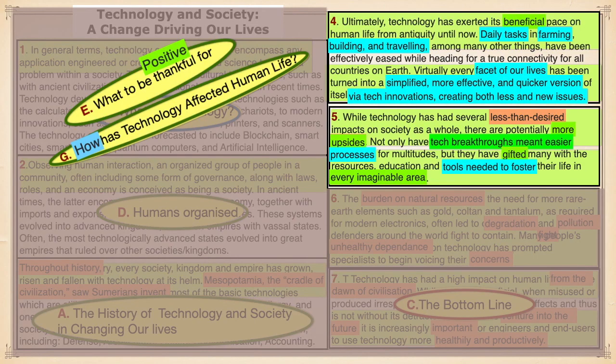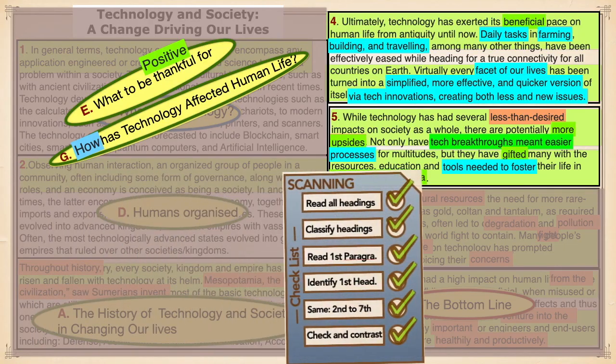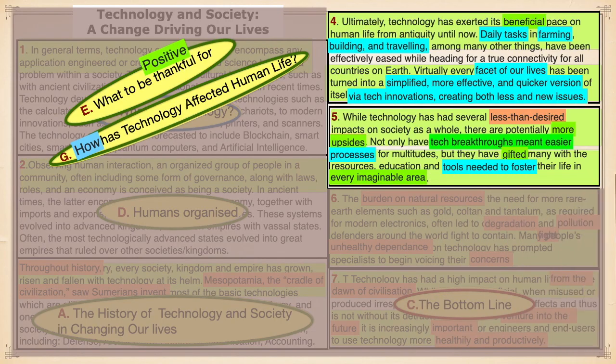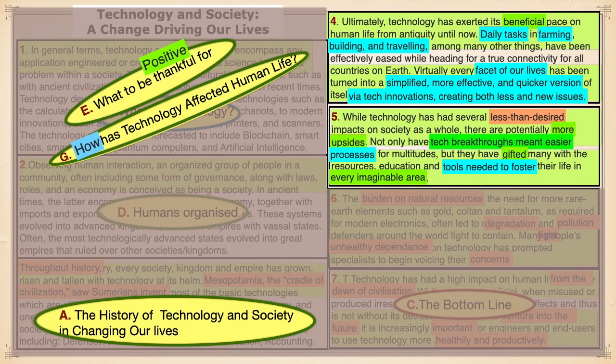Let's see, we have heading E talking about positive impacts and heading G talking about ways in which technology affected human life. We can check to see if the headings indicate some kind of order in the process of writing and structuring of the article. Let's have a look now at the previous and following headings for paragraphs 3 and 6. We've chosen heading A for the previous paragraph, number 3, which talks about history, and heading B, which talks about negative impacts for the following paragraph, number 6. So we can assume the writer wanted to structure the article in this way.